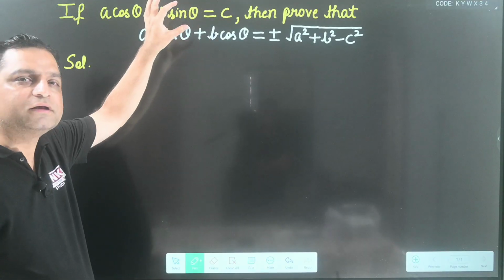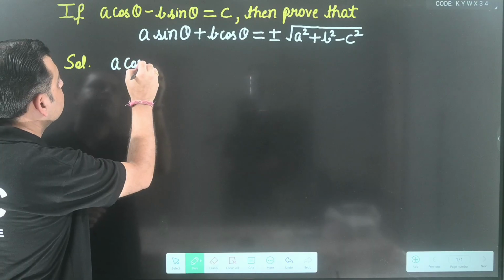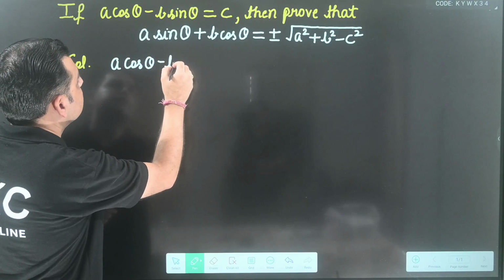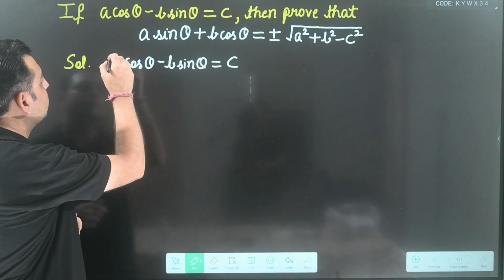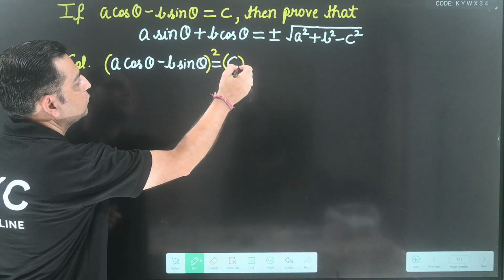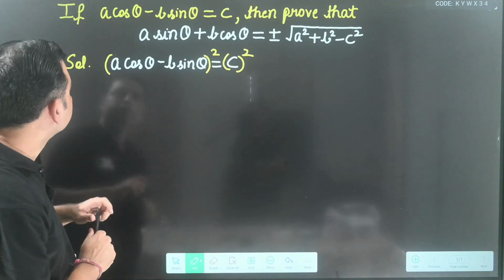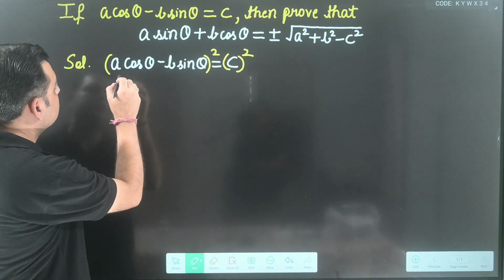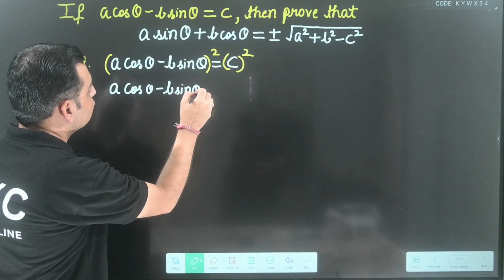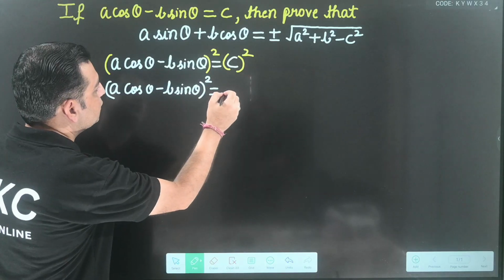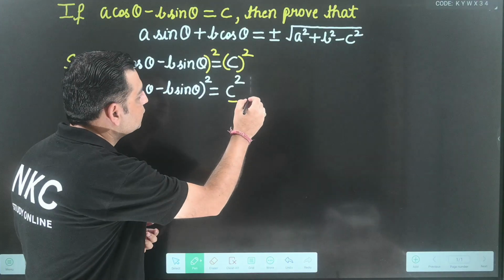I am going to start by taking whatever is given to us. We are given A cos theta minus B sin theta is equal to C, right? What I am going to do is square both sides. Squaring here will give me A cos theta minus B sin theta whole square. As of now, I am keeping it as C square only, and I am considering it as number 1.